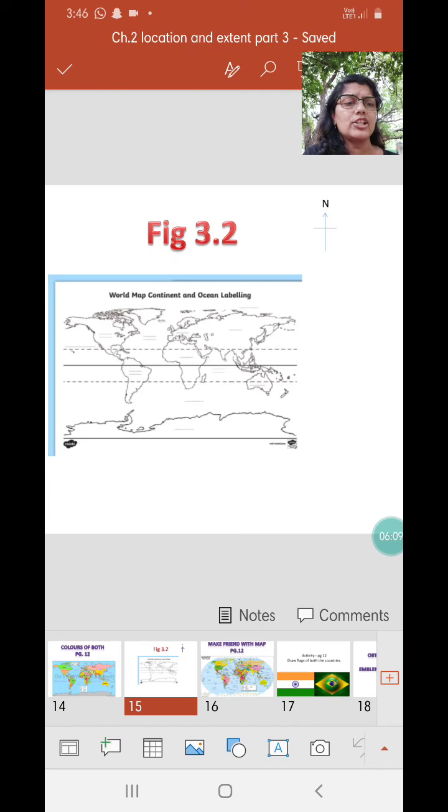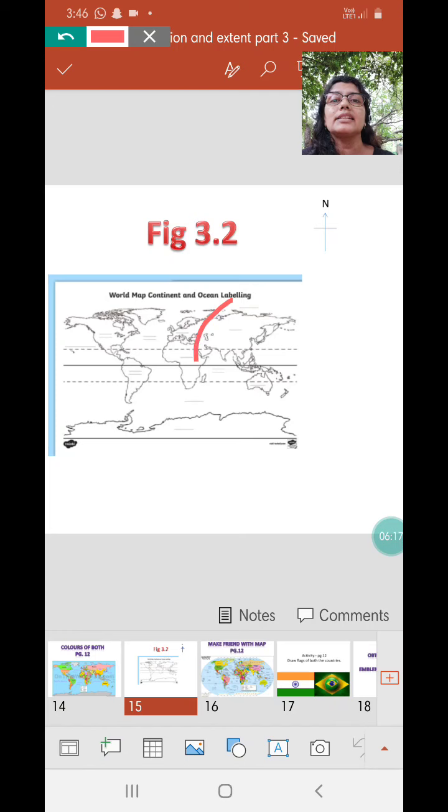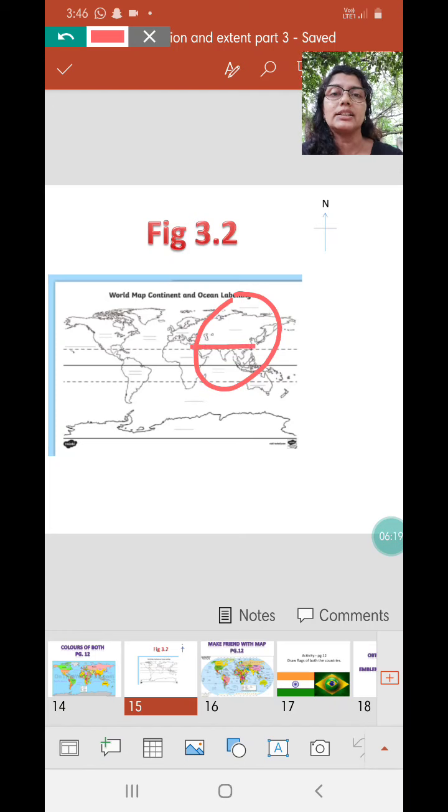How do the locations of Brazil and India differ in terms of their positions in their respective continents? We had studied this as well. India lies in the Asian continent to the south, while Brazil lies in the South American continent to the north.